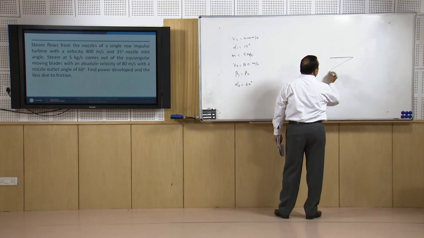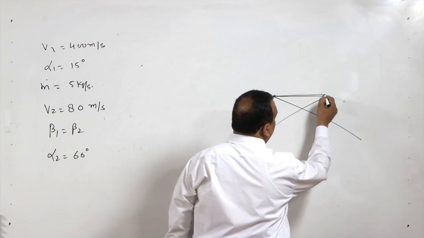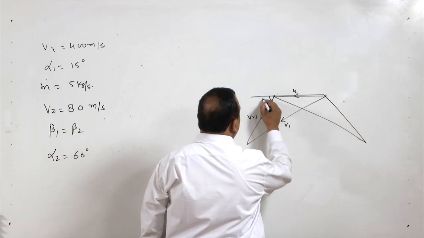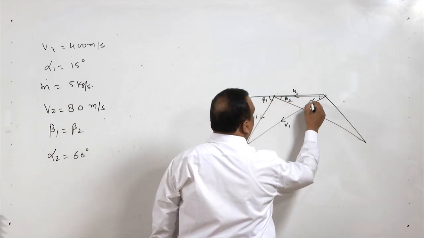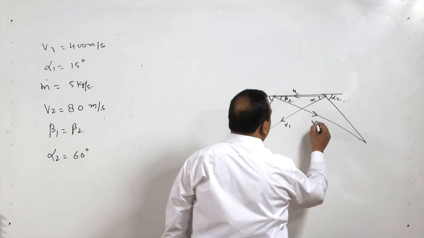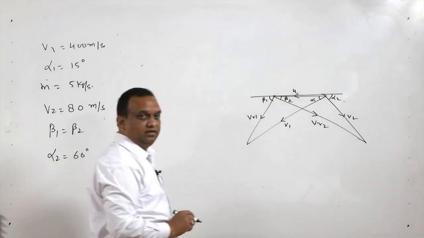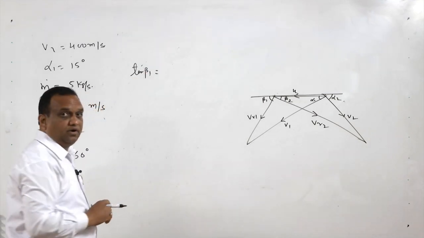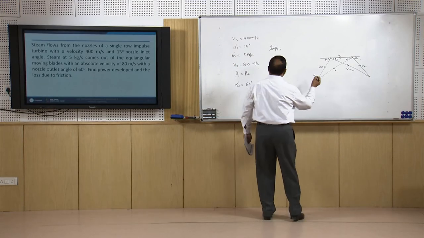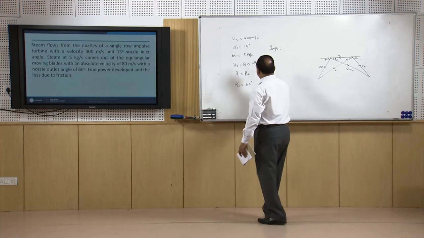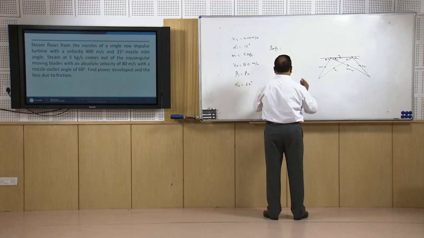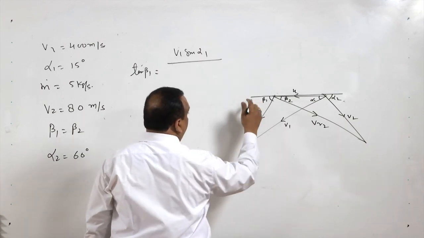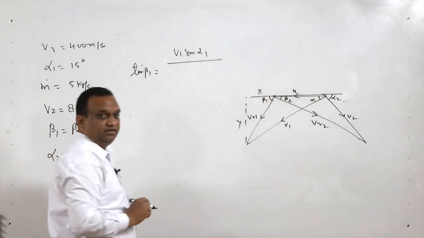So, first of all, we will draw the tentative velocity diagram, and that is V1, VR1, U. This is beta 1, this is beta 2, alpha 1, alpha 2, VR2 and V2. Now, tan beta 1: we have the value of V1, and we have the value of alpha 1 also. So, it is V1 sin alpha 1 divided by this one, y divided by x, that will give tan beta 1.